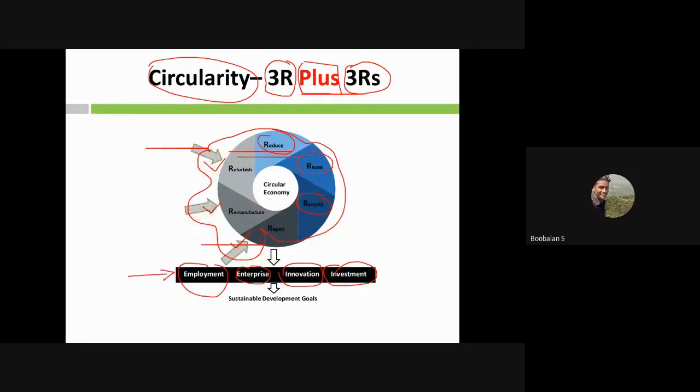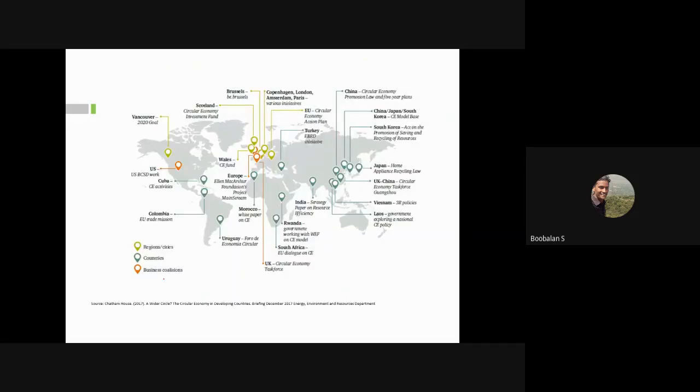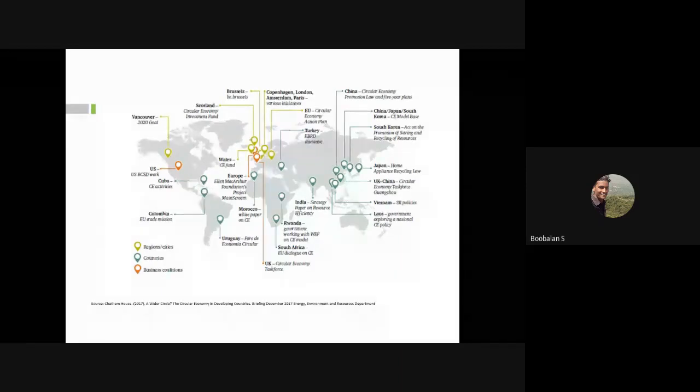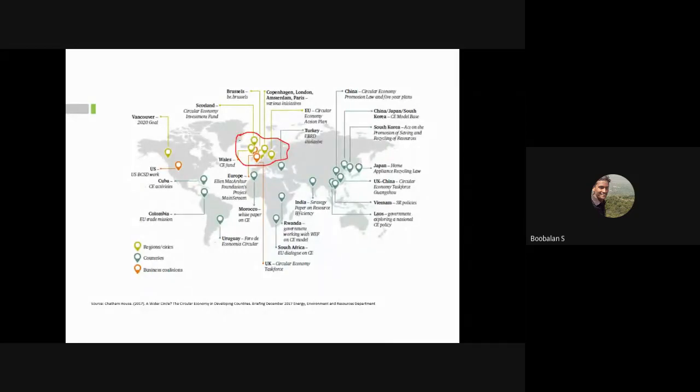Refurbish, remanufacture, repair. These three things are just now added. Already we have 3R: reduce, reuse, recycle, right? So these are all from the old. Many countries are following a circular economy. In the Middle East, and many countries like the UK, England, Scotland, Netherlands, Turkey. So many industries from the Europe area are following this kind of circular economy.